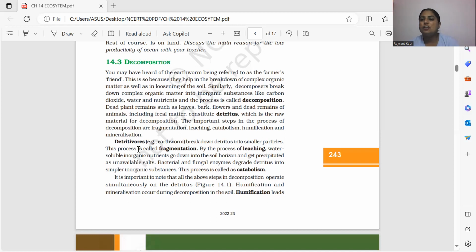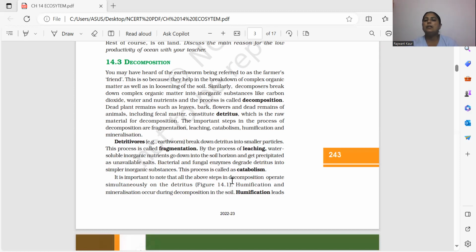And bacteria and fungi also act as decomposers. They also degrade the detritus and convert it into simple inorganic substances. The process for the breakdown of this detritus by bacteria and fungi is known as catabolism. After the catabolism, we see processes known as humidification and mineralization.